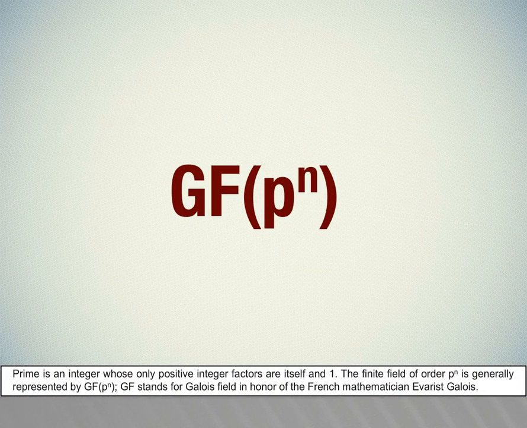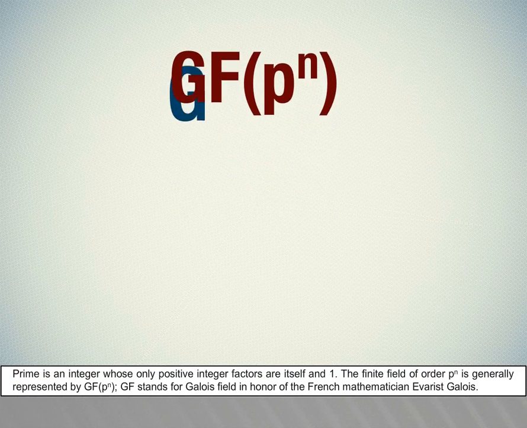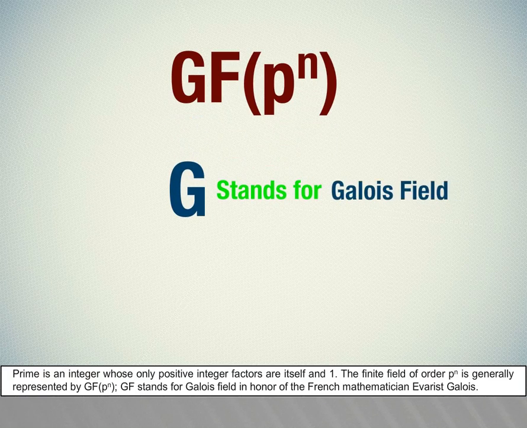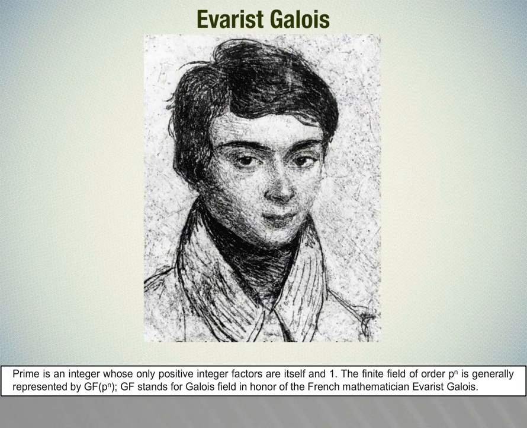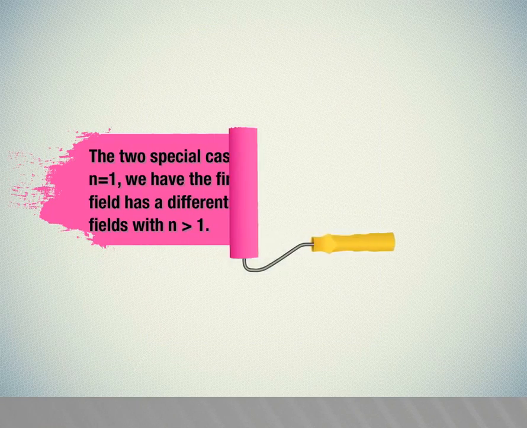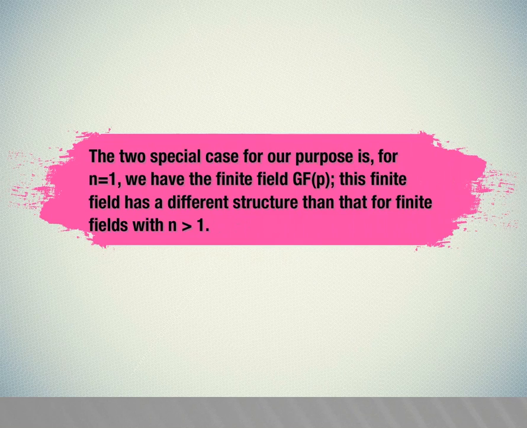A prime is an integer whose only positive integer factors are itself and 1. The finite field of order p power n is generally represented by GF of p power n. GF stands for Galois field, in honor of the French mathematician Évariste Galois. There are two special cases for our purposes: for n equal to 1, we have the finite field GF of P. This finite field has a different structure than that for finite fields with n greater than 1.